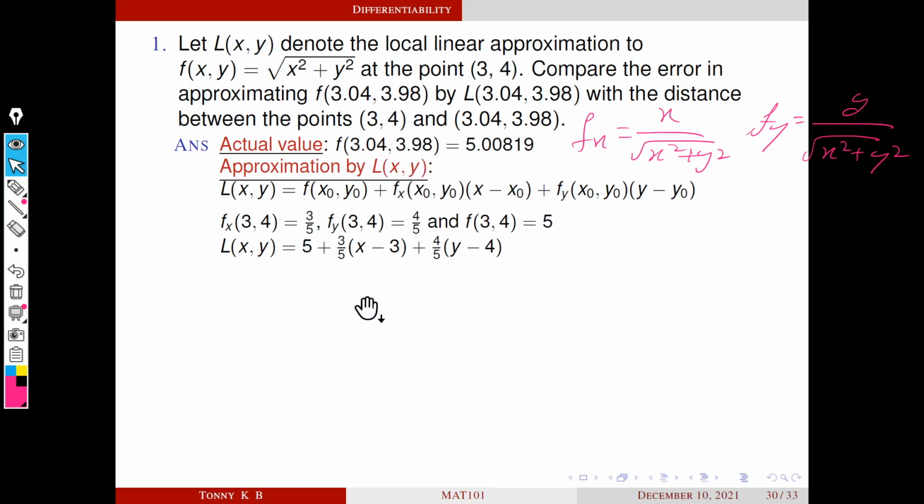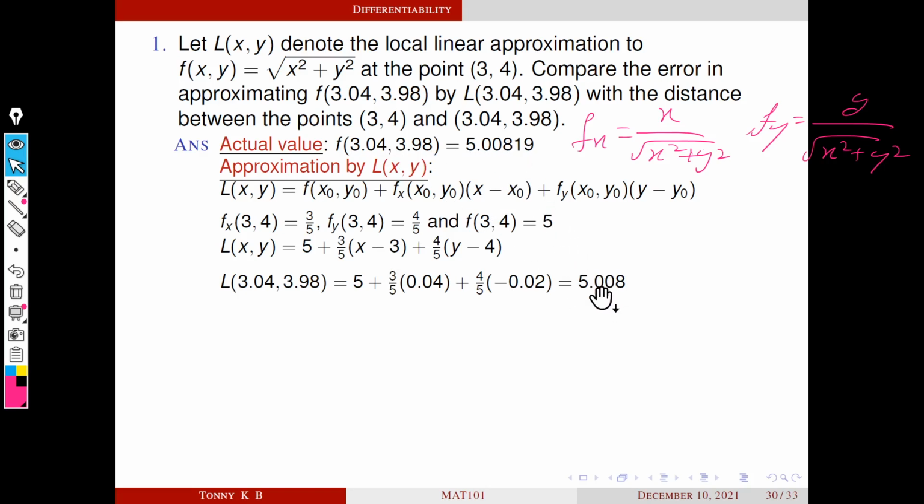So what is the approximation? That is L of 3.04 comma 3.98. This is the value of the tangent plane at this point, right? So that is 5 plus 3 by 5 times 0.04, just replacing x by 3.04, and this is minus 0.02. This is equal to 5.008. So this is our original value of the function at this point, this is the value of the tangent plane at that point, and this is our approximation of this function.